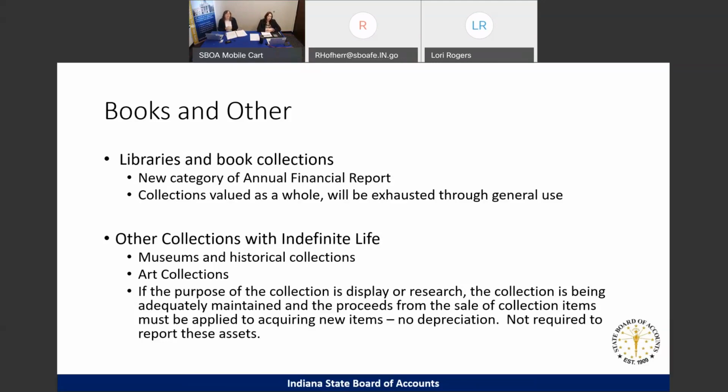But these collections, again, are depreciated because they are used up. Books get worn out when they're used and they have to be replaced, or they're no longer pertinent. They no longer have current information and have to be replaced with new things. There is another classification of collections with an indefinite life, and those are museum or historical collections. If you have a county historical museum or an art collection possibly, and the purpose of the collection is to display or for research, the collection is being adequately maintained, and the proceeds from sale of any one item in the collection are used to purchase new items for the collection, you are not required to report or value these collections.